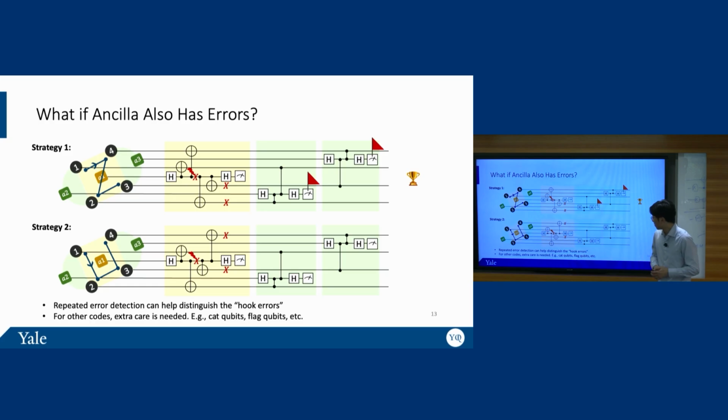Okay. So this slide is actually showing that the ordering of error detection matters, and it's also code specific. And for some other codes, we need extra care in defining how to do the syndrome measurements so that the noise in the error detection itself does not ruin the computation or ruin the computational states.